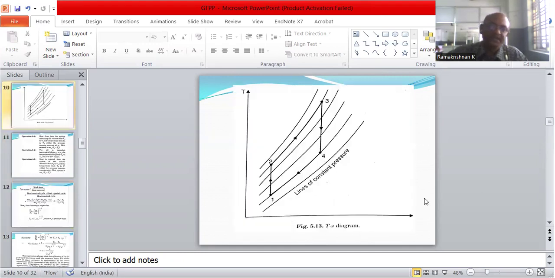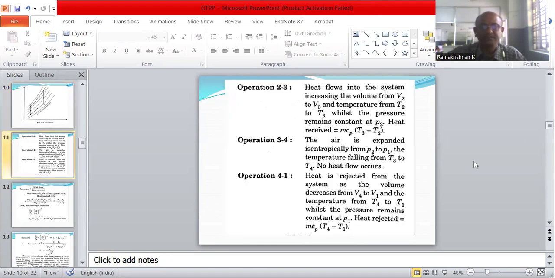Similarly, in the TS diagram, the points are plotted on the constant pressure lines. Here, 1 to 2 is compression. Here the process is isentropic, entropy is constant. 2 to 3 is the heat addition at a constant pressure. 3 to 4 is the expansion process, that is isentropic, entropy is constant. 4 to 1 is the heat rejection at a constant pressure. It is plotted in the TS diagram.